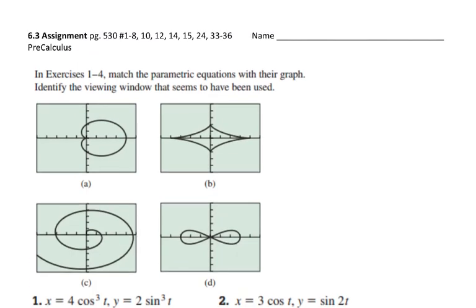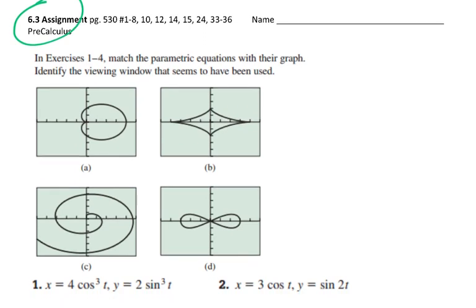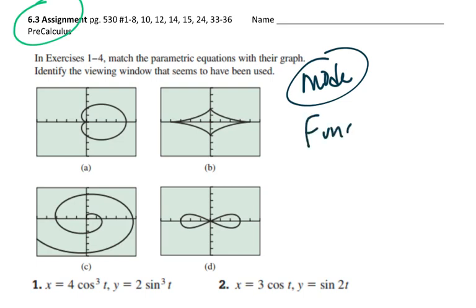Alrighty, so here we have the 6-3 assignment, and we're going to get started. You are going to want a graphing calculator, so you can get one online, or you can go ahead and grab a physical graphing calculator. That's cool. So, first thing that we're going to do is put our calculator in parametric mode. Hit your mode key and make sure that instead of function, you are now in parametric mode.